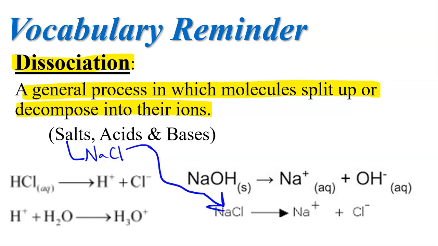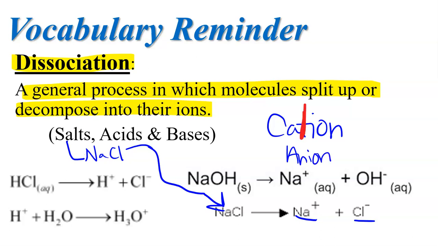NaCl will dissociate into a sodium cation and a negative chlorine anion. If you don't remember the difference between those two, cation has a little T right here, which is positive, so you can always remember that cations are positive. And anion has a line through the A, so that's my negative sign that's over here in chlorine.